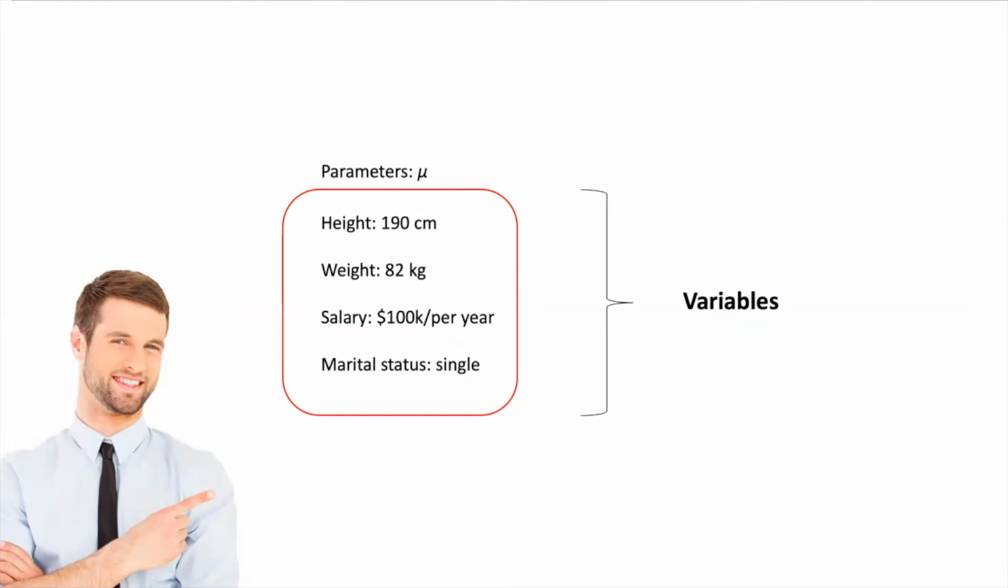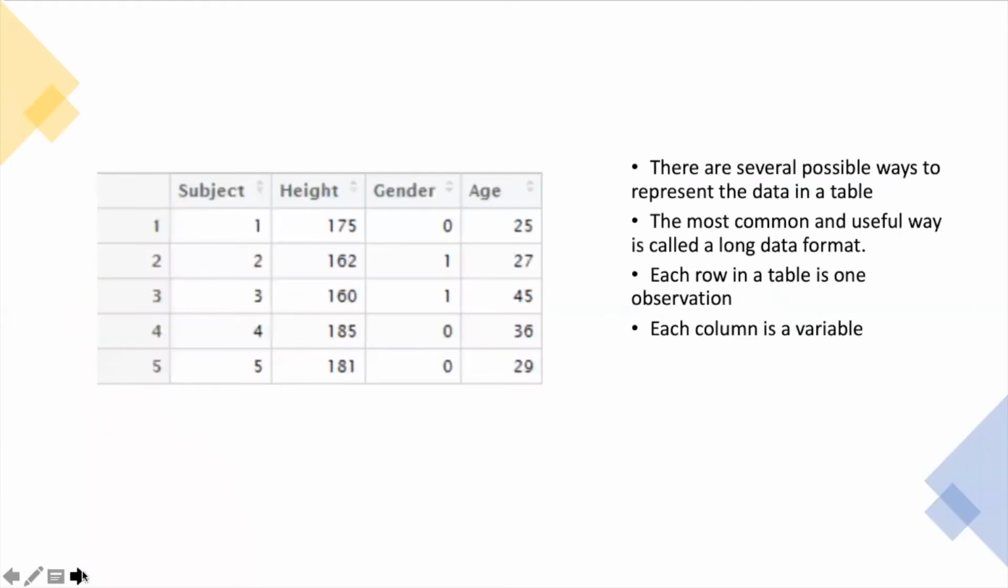I suppose you have already met the most common way to represent the data as a table, like here. Actually, there are several possible ways to represent the data in a table. The most common and useful way is called a long data format. In the long data format, each row in a table is one observation, for instance, one subject in our study, and each column is a variable.